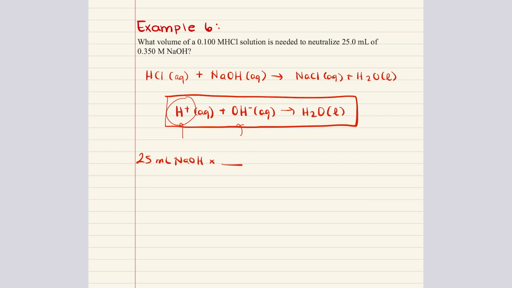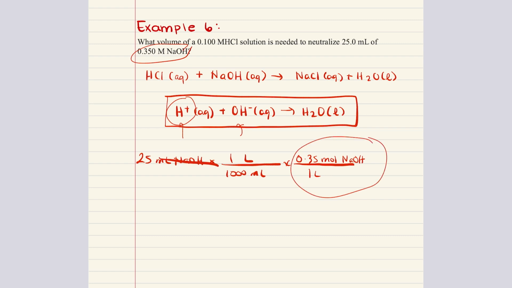We want to first convert this to liters. 1,000 milliliters gives us 1 liter of sodium hydroxide. And now we can use our molarity to get rid of the units of liters and have only units of moles. So we have 0.35 moles of solute, that's sodium hydroxide, over 1 liter of solution. All right, that's our definition of molarity. We just expanded it here so that we can cancel out units of milliliter, cancel out units of liter, and get our answer in moles of sodium hydroxide. What we have is 8.75 times 10 to the minus 3 moles of sodium hydroxide.